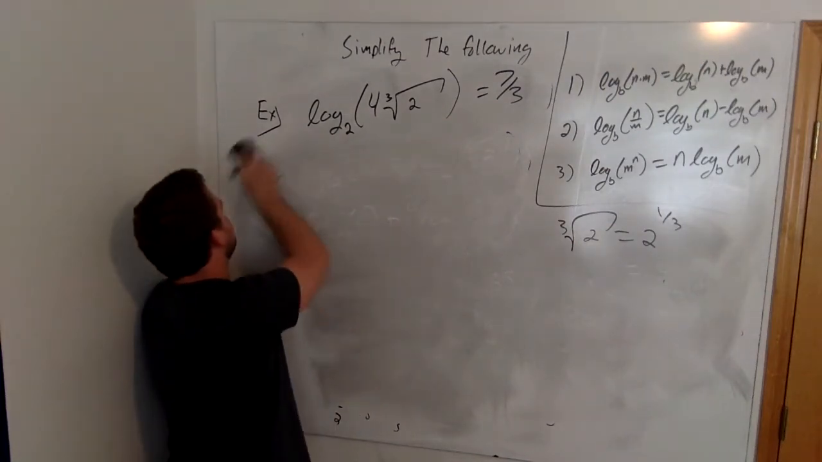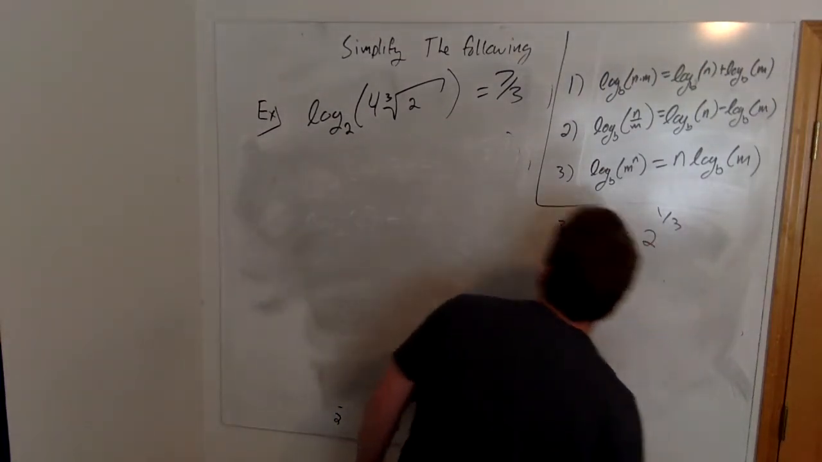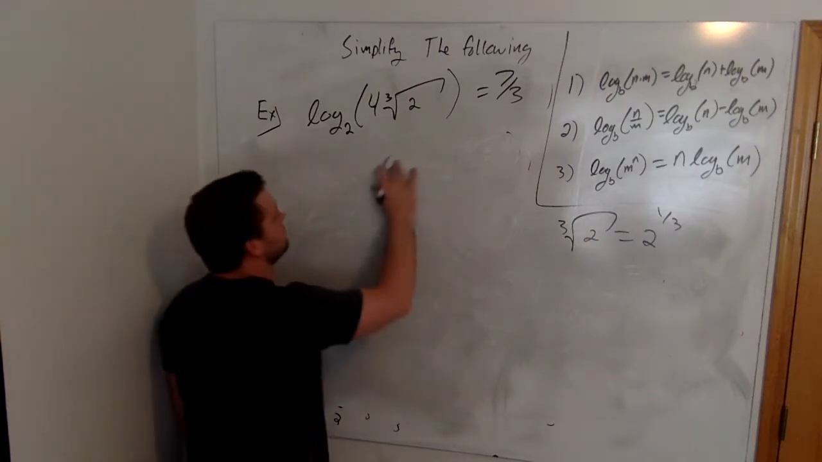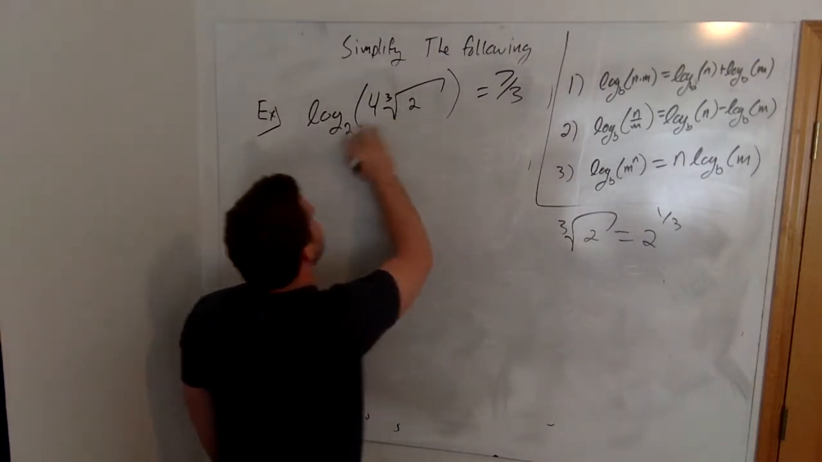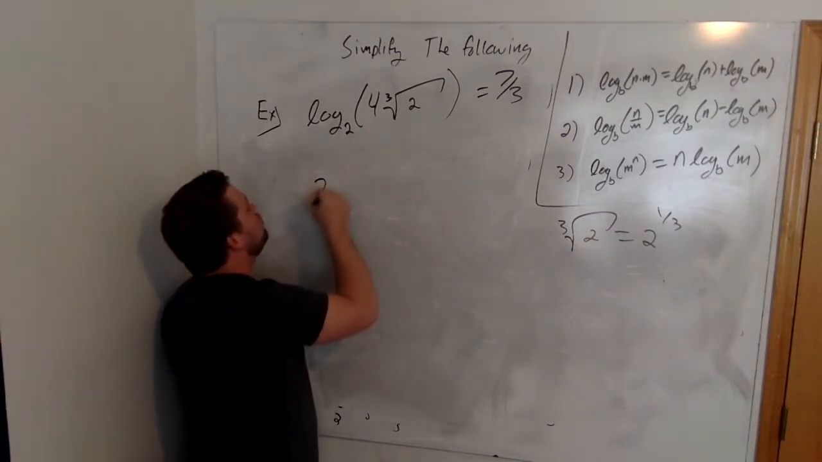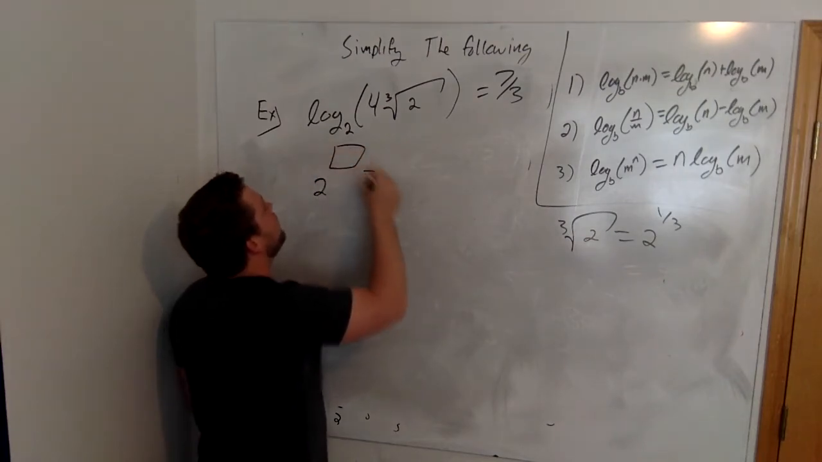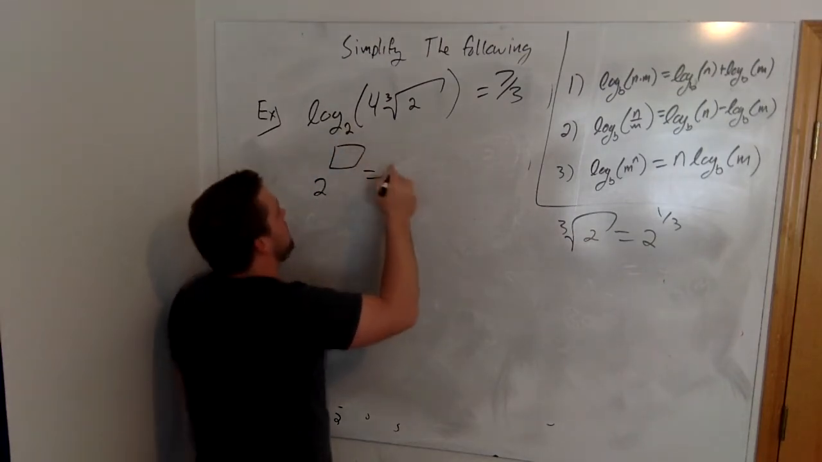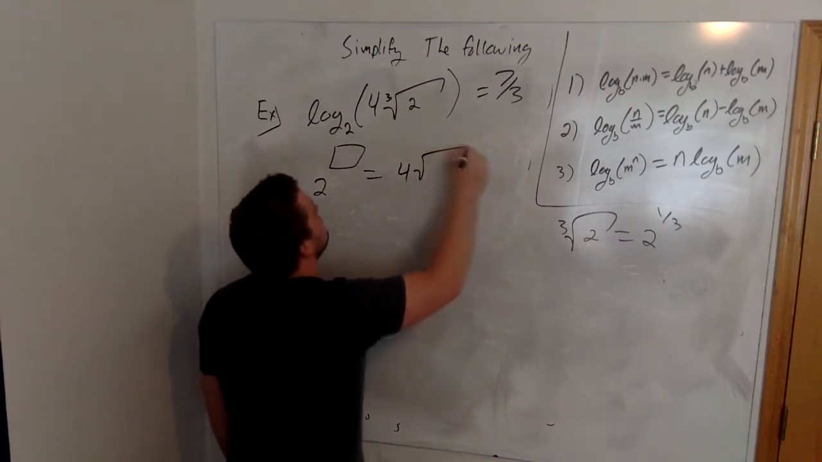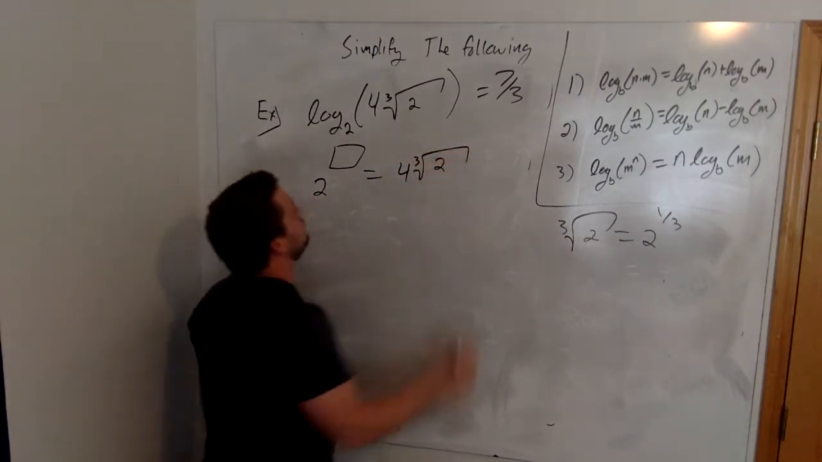We could use exponent rules. So this is just a different way to think about this problem, just for fun. This is asking: 2 to what power gives you 4 times the cube root of 2?